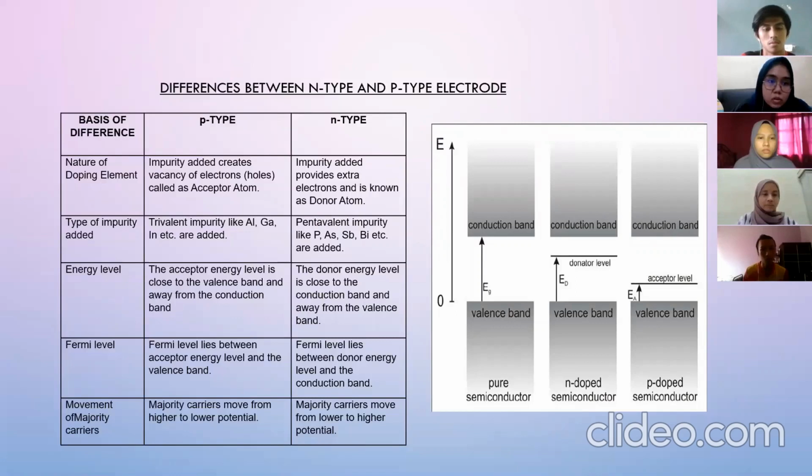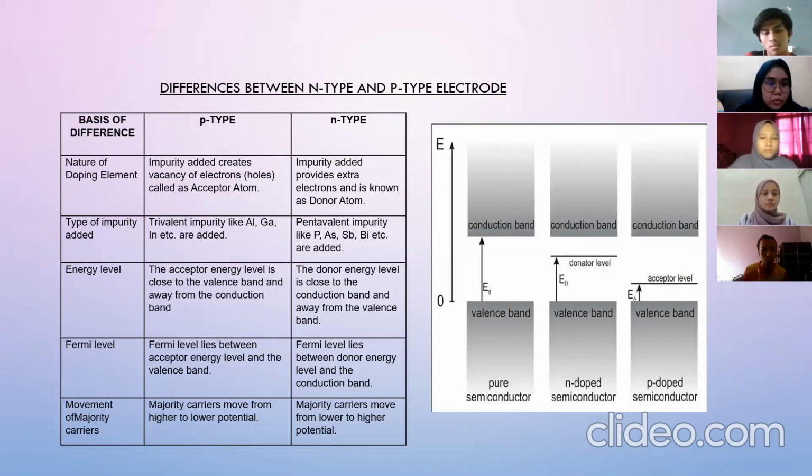For the energy level, for p-type, the acceptor energy level is close to the valence band and away from the conduction band. While for the n-type, the donor energy level is close to the conduction band and away from the valence band. The Fermi level lies between the acceptor energy level and the valence band for the p-type, and for n-type, the Fermi level lies between the donor energy level and the conduction band.